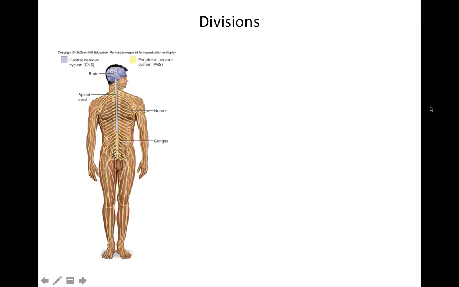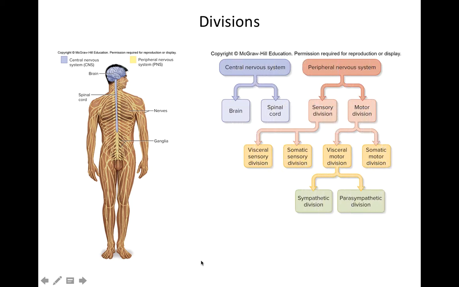So we're going to divide the nervous system into central and peripheral. The central nervous system is the brain and spinal cord. The peripheral nervous system is everything outside of that, which consists of all of the nerves that are in your body. So central nervous system, fairly straightforward. Peripheral nervous system, we've got a little bit more going on here.